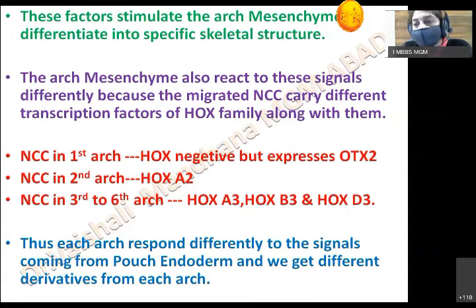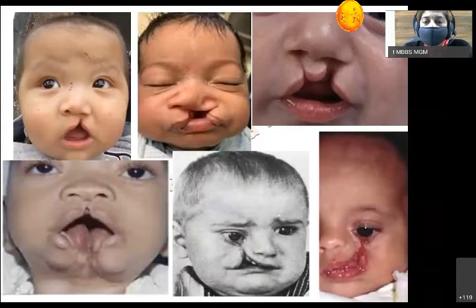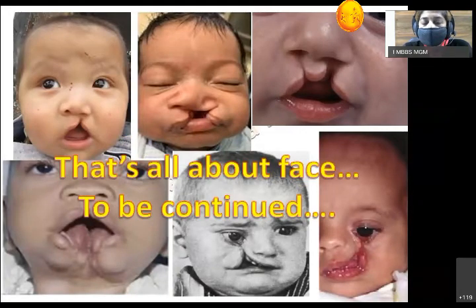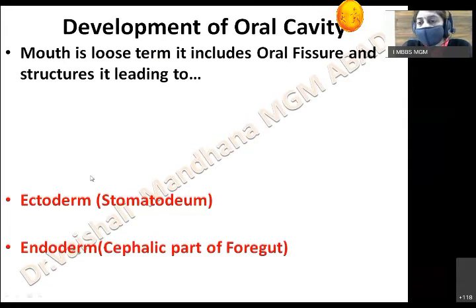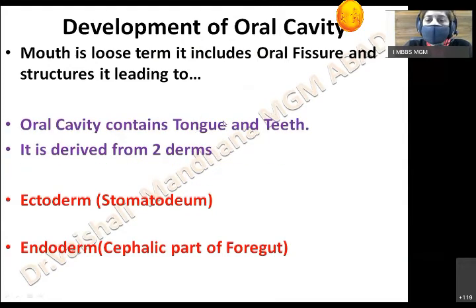Now we are going to see the oral cavity, development of the oral cavity. Mouth is a very loose term. Mouth means the oral fissure and the structures within the mouth. Okay. So structures leading from the oral fissure, they are actually tongue and teeth. So oral cavity must be having some wall, and then within that there are some structures.